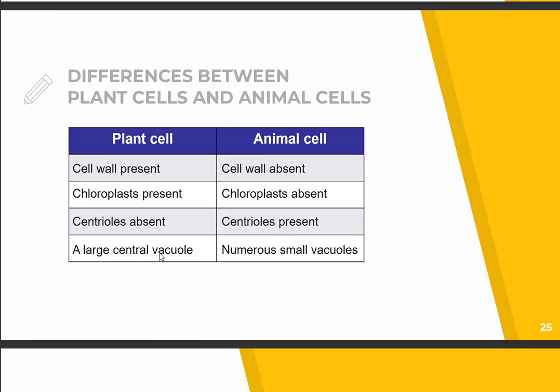We have a large vacuole in the plant cells, but we have numerous smaller vacuoles inside the animal cell. In plants, there is only one large vacuole, but in animals, there are many small ones.